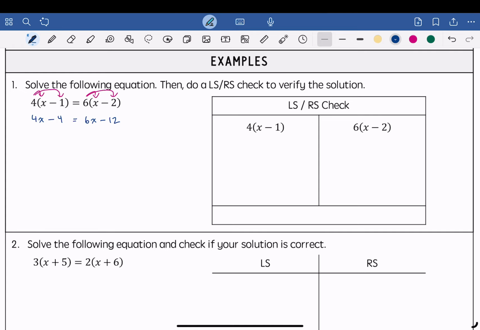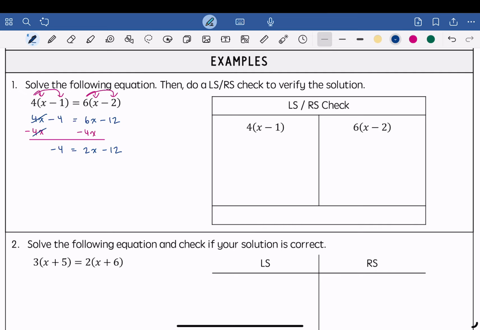So now I'm going to group or place all the variables on one side. I'm going to place them here on the right side because the coefficient of x here is higher. It's a 6. Therefore, I will try to keep the coefficient of x positive. So I'm going to subtract the 4x on the left side, and I have to do the same thing on the right side, which gives -4 is equal to 6x minus 4x is 2x minus 12.